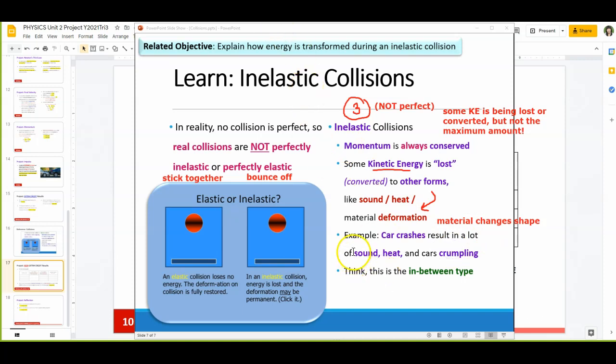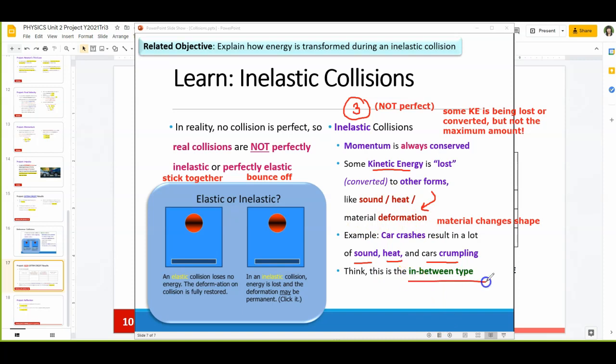So car crashes result in a lot of sound energy. That's a type of energy. So kinetic energy is changing into sound energy. That's why you hear the crash. It also results in a lot of heat energy, right? If you touch the metal after a crash, the metal of a car will be much hotter because some of that kinetic energy was converted into heat energy. And it also results in material deformation. Some of that energy goes into changing the shape of the cars. That's why cars actually crumple. All right, so these are all examples of what we just talked about: sound, heat, and material deformation.